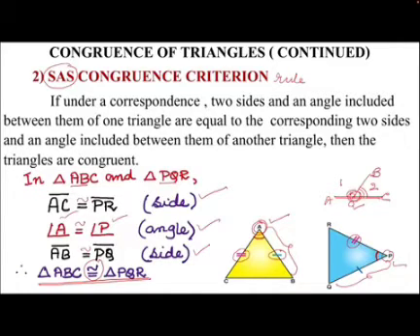So what is the criterion you have used? You have used SAS, side, angle, side. That is the criterion you have used to prove that these two triangles are congruent. So the first congruence criterion that you have learnt is side, side and side. The second one just now you learnt is side, angle, side. Okay, let us learn a little more with one example.